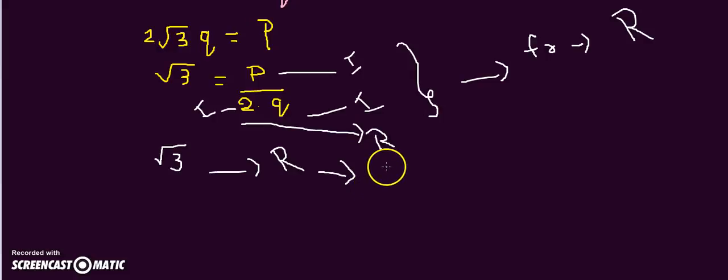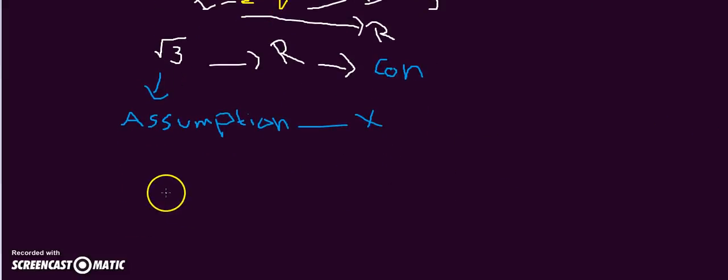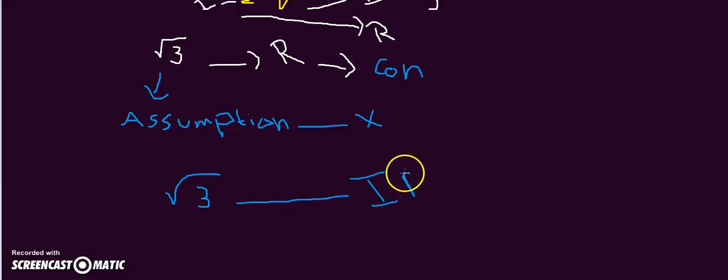But this is a contradiction, because root 3 is not a rational number. So our assumption is wrong. What is our assumption? That 2 root 3 is a rational number is wrong. And hence, what we can say? Root 3 is an irrational number.